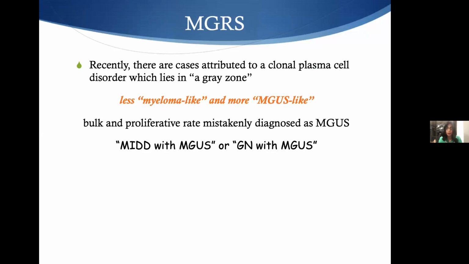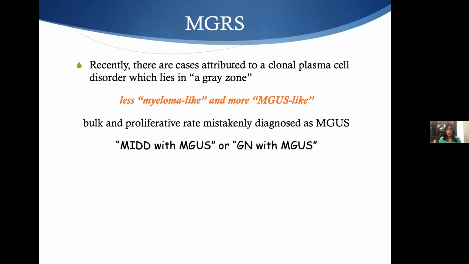Let me make it simple. But this patient does not have an underlying malignancy. Then what is this? These cases, which were attributed to a clonal plasma cell disorder, lie in a gray zone. They are less myeloma-like and more monoclonal gammopathy of undetermined significance-like. When we were younger, what we knew is that patients could have monoclonal gammopathy and abnormal light chains in their serum with no significance, and these patients are for follow-up. Then we started to recognize that we can have light chain related diseases in the kidney in patients who have MGUS, but they don't have malignancy. They don't have myeloma, they don't have lymphoma.